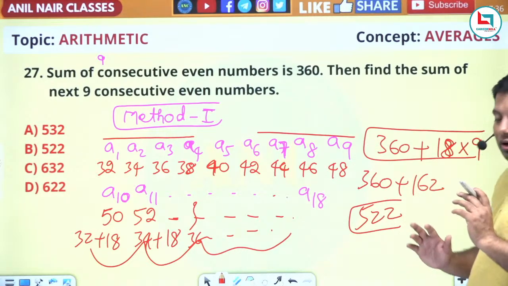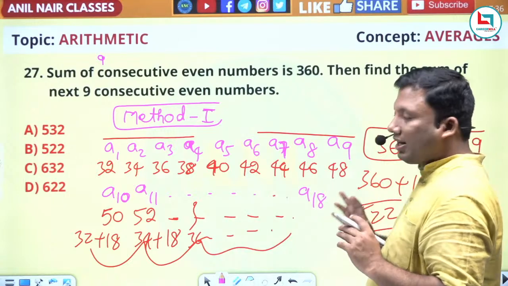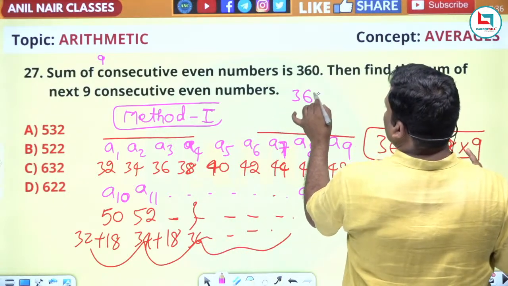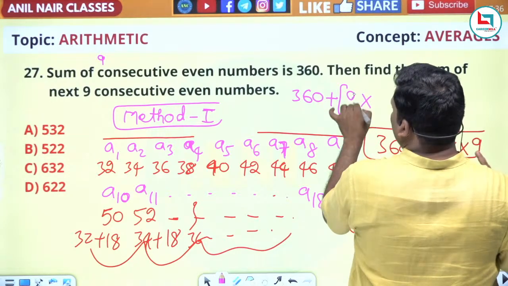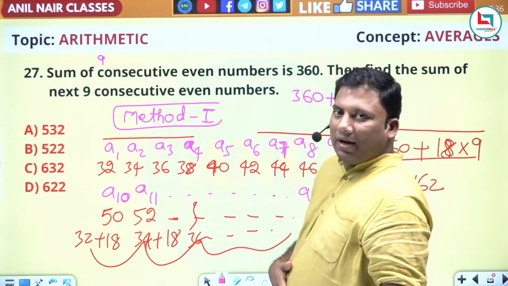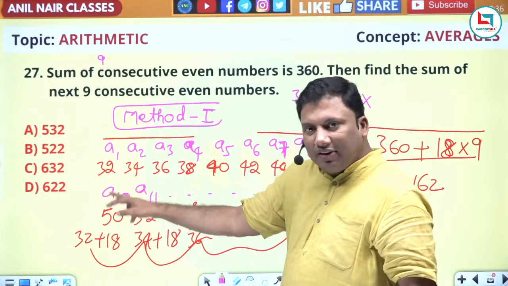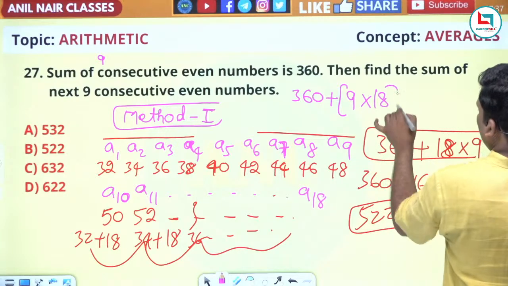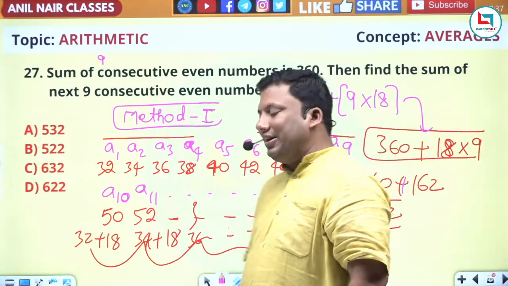You don't need to do any of this. Listen carefully, sir. How to write the answer directly? First 9 consecutive numbers, it is 360. Remaining 9 numbers I am adding. Every time, what is the difference in the values of the numbers? 18. 360 plus 9 into 18. I hope the idea is clear.